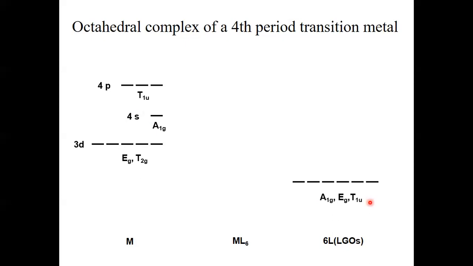So what we need to do now is combine orbitals that have the same symmetry type to form molecular orbitals. We can, for instance, start with the orbitals that have A1g symmetry types. See that there's the 4s on the left side and one ligand group orbital on the right side. So that gives how many molecular orbitals? Well, it will give two molecular orbitals. One of these orbitals would be bonding and the other one would be antibonding. The bonding one would be called the 1a1g and the antibonding one would be called the 2a1g.